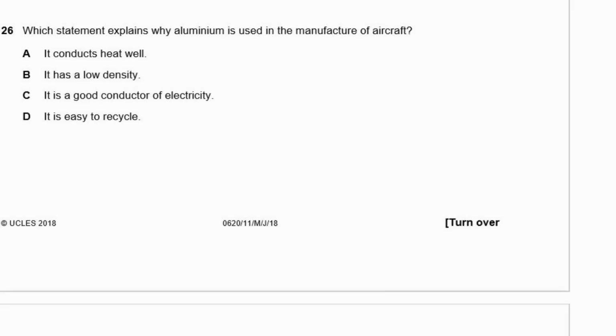Question 26. Which statement explains why aluminium is used in the manufacture of aircraft? Is it because it conducts heat well? I don't see why that would be useful in an airplane. Is it because it has a low density? Well, yes, you want a plane to be light, because the lighter it is, the less fuel you use. Is it because it is a good conductor of electricity? You're not really interested in how well the airplane conducts electricity. So that's probably not useful. And is it because it is easy to recycle? You hope you're not going to be recycling your airplanes too often. So the answer is B.